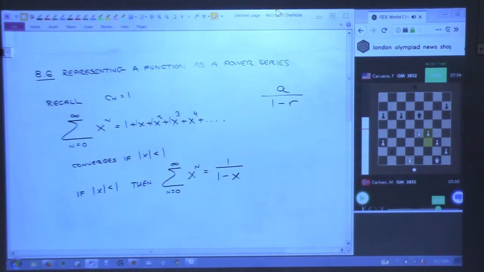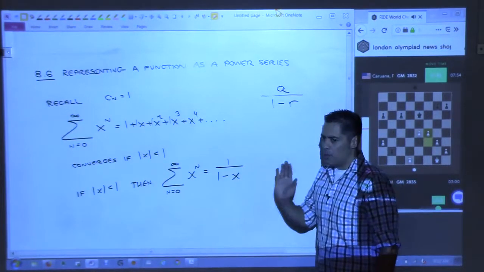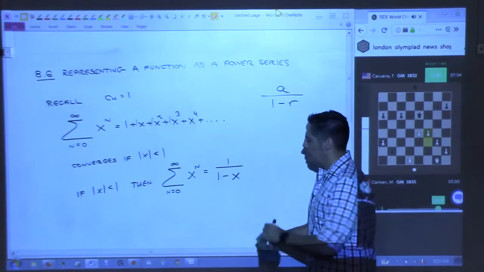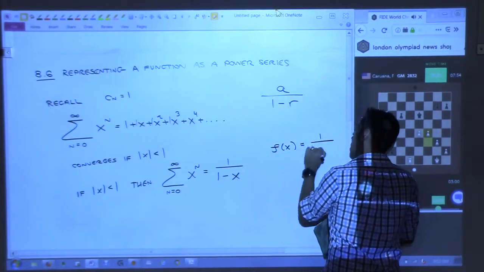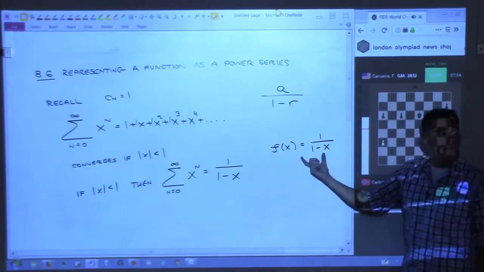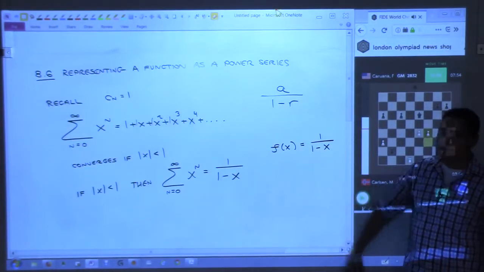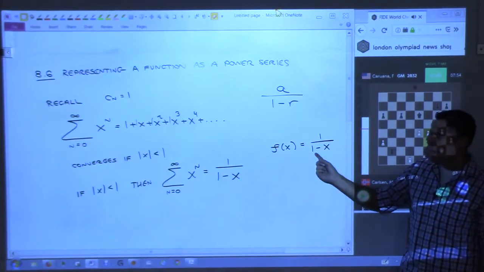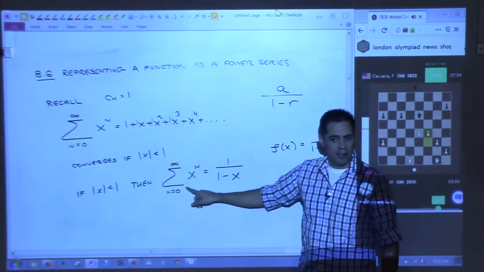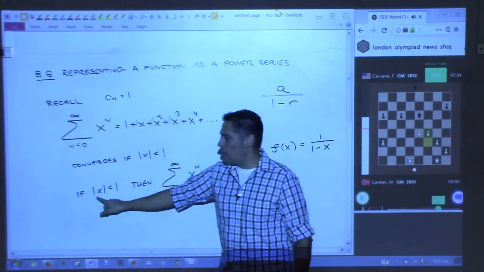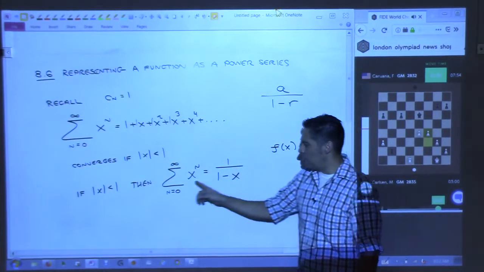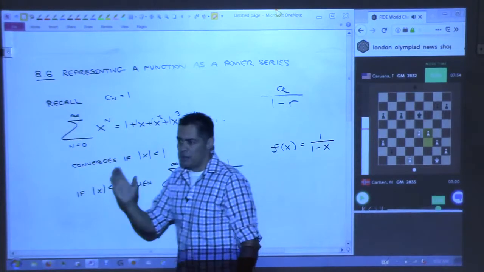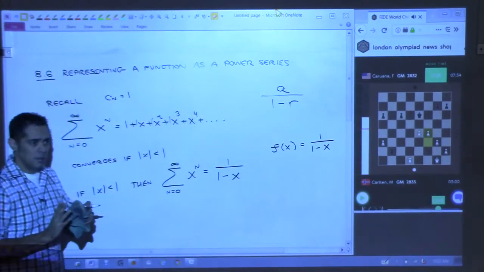Now, what I want you to see is that let's say somebody gave you this function f of x equals 1 over 1 minus x. So what if I gave you this function? I said, hey, everyone, look at this function right here. Can you rewrite that as a power series? Yes, it's this power series, so long as the absolute value of x is less than 1. So there is a way to go from this expression back to this, so long as the x lives within some certain interval.